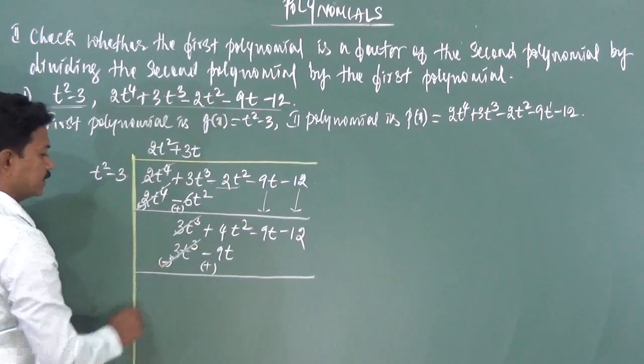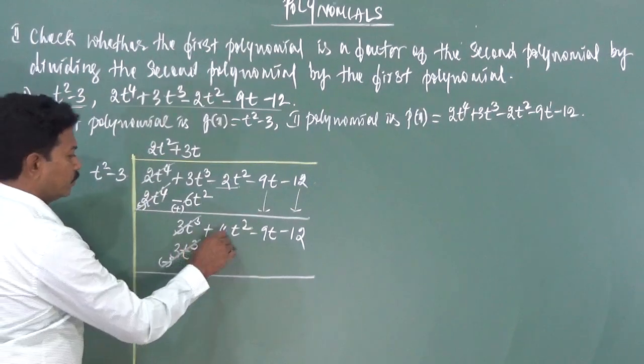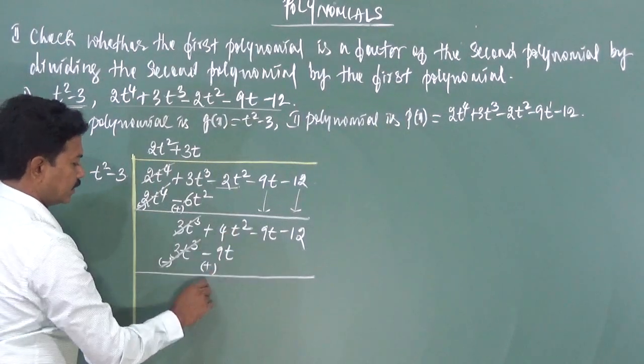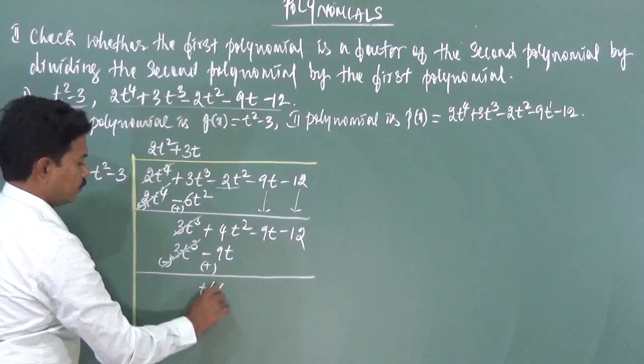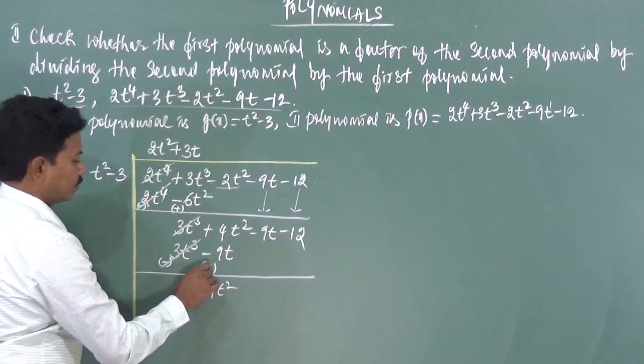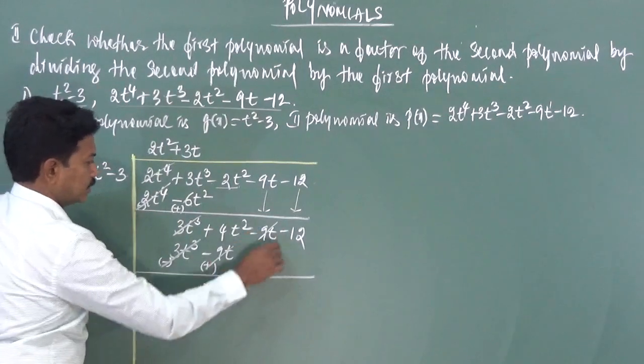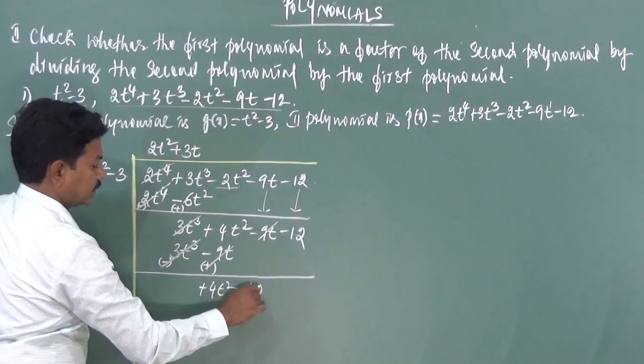So 3t cube minus 3t cube cancels. Plus 4t square is there. So nothing here to simplify that particular term. So we will write it in the same form. So plus 90 minus 90, both get cancelled. So you are left over with minus 12.